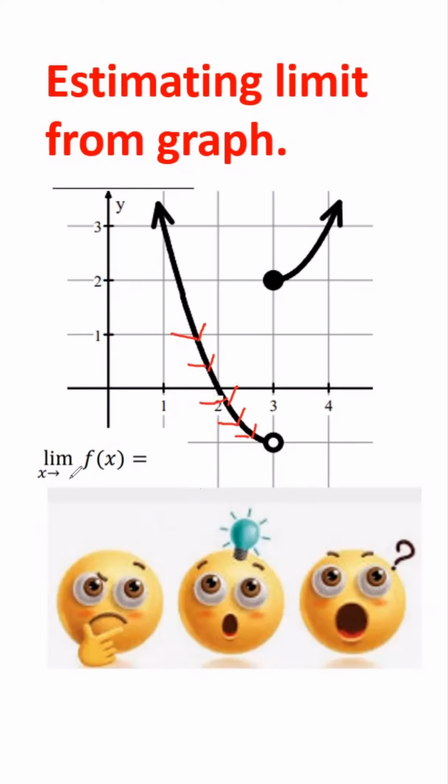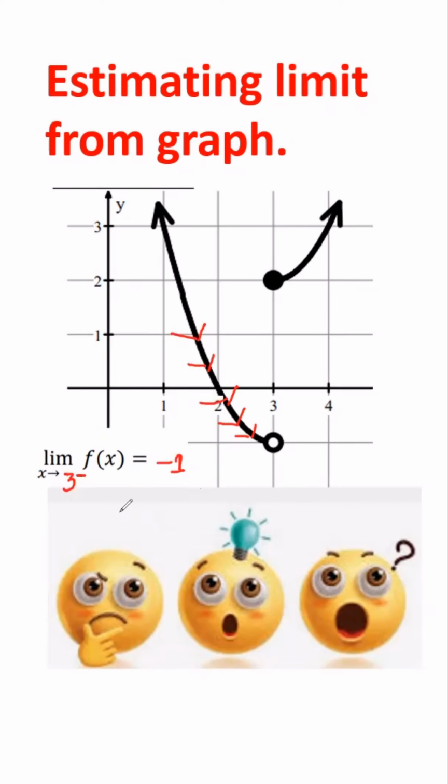So I will write it like this. x approaches 3 from the left-hand side, so I will write a negative sign. Negative means from the left-hand side. Then the y value that the function approaches is -1. This is called a one-sided limit, or left-sided limit.